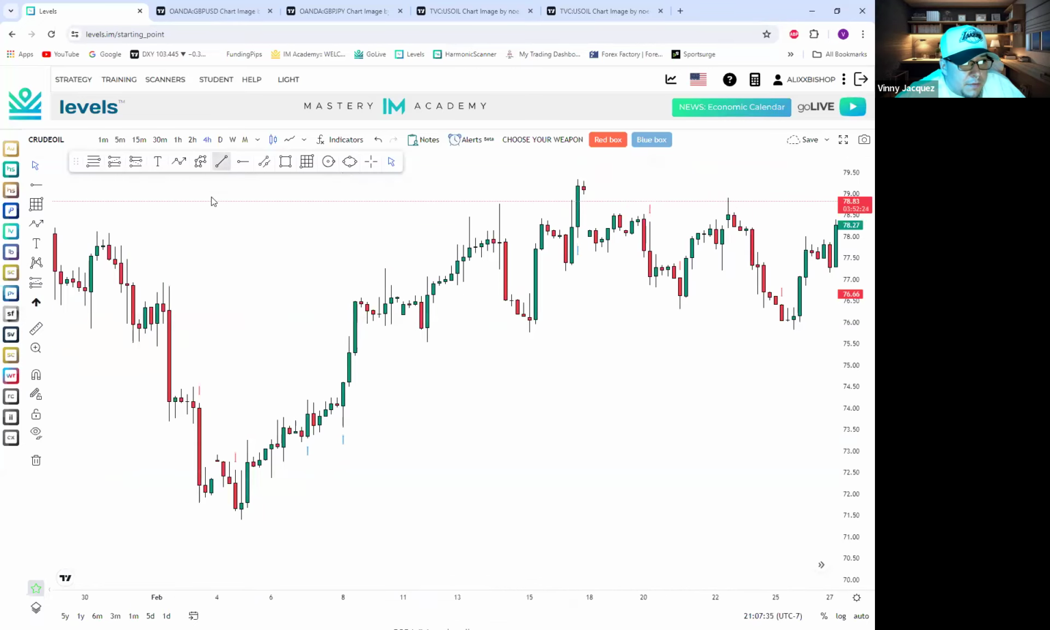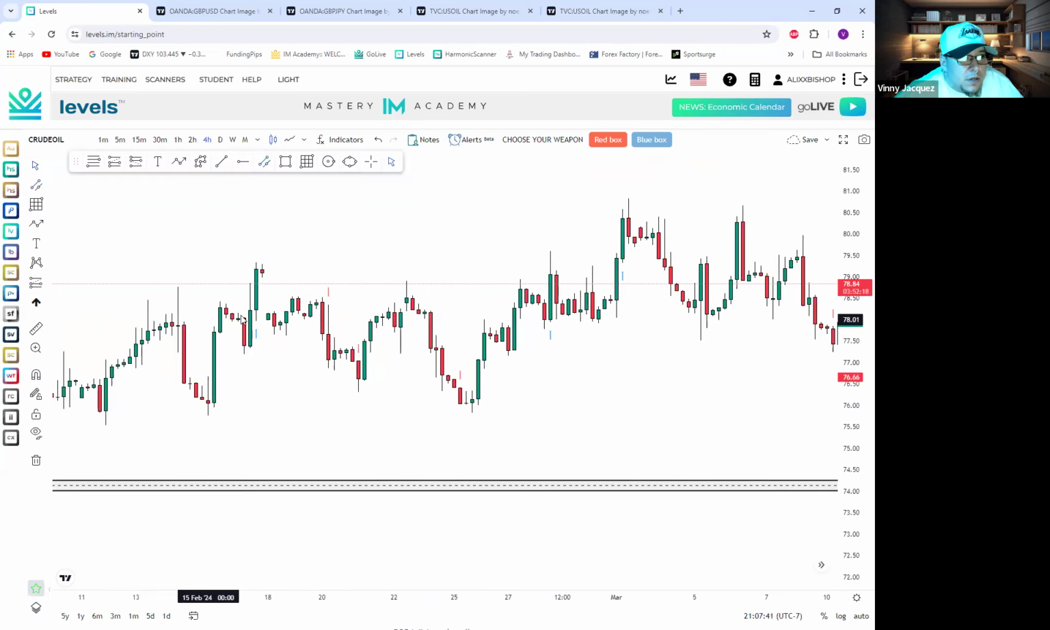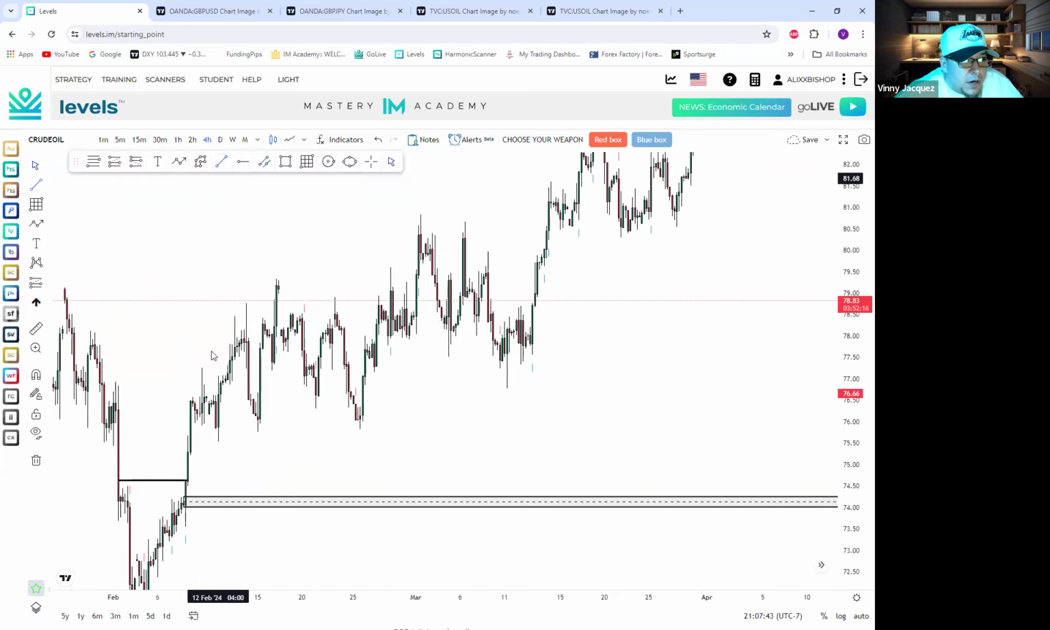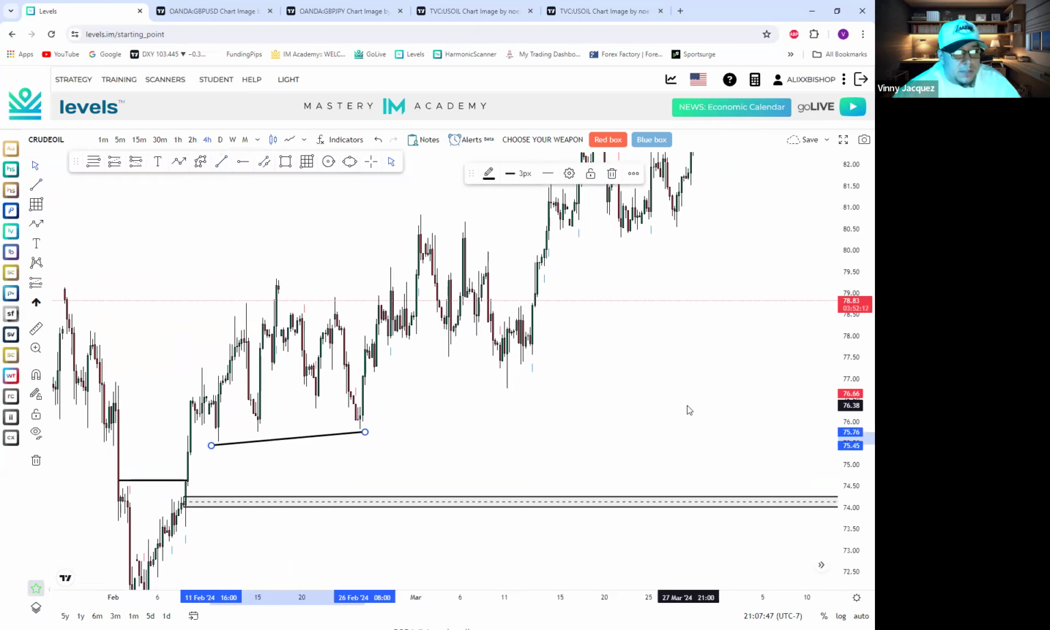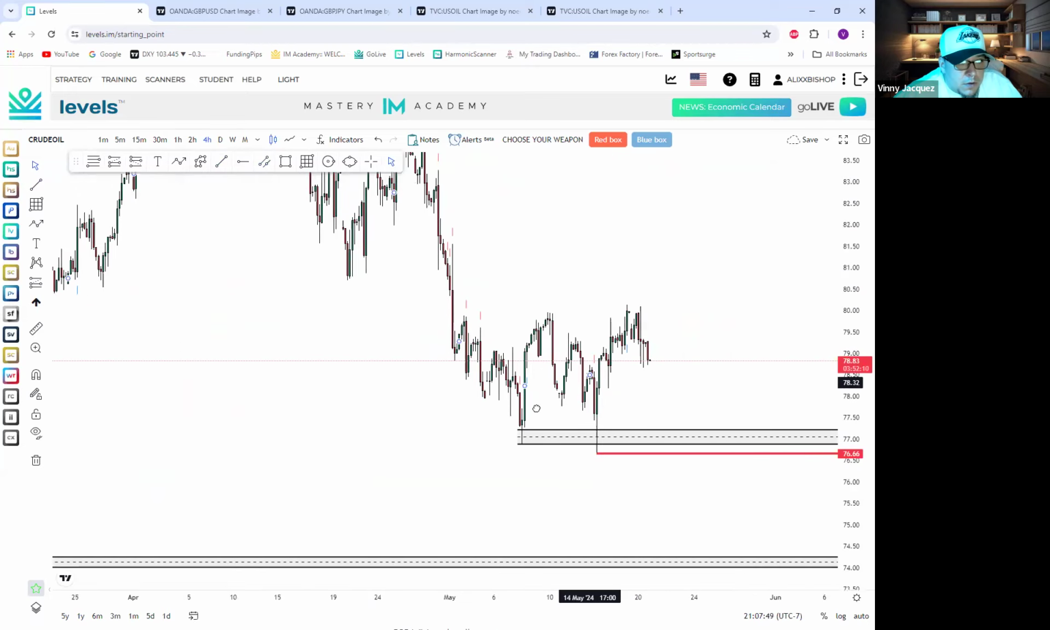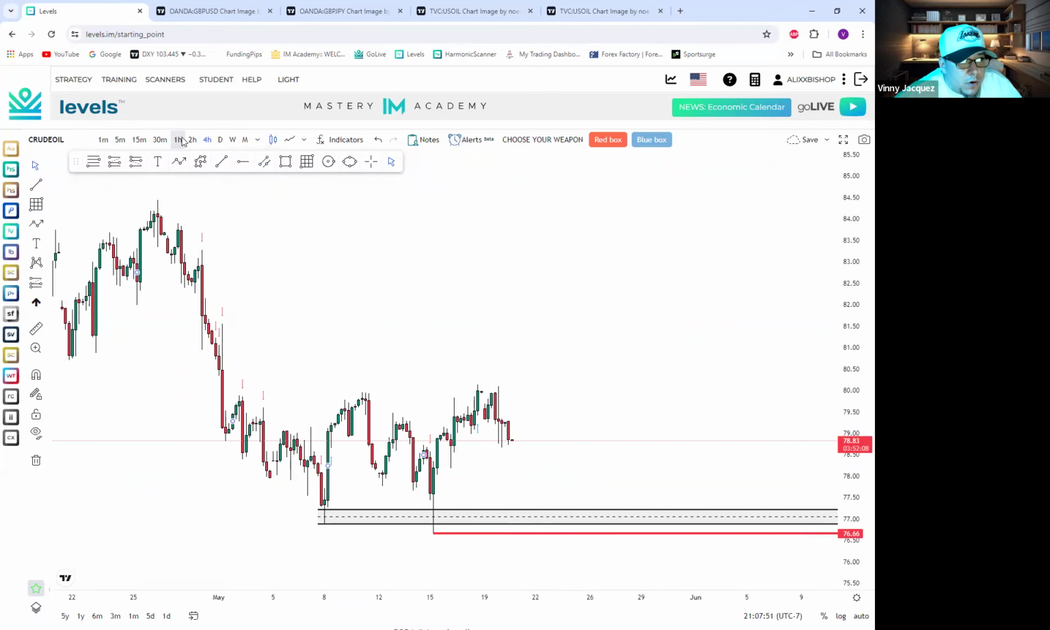Because we do have this change of character here, and we do have a starting point with a ton of liquidity down here. So I like this, to be honest. I've been waiting for this. This is my next buy zone personally. And I'm also waiting for sells.